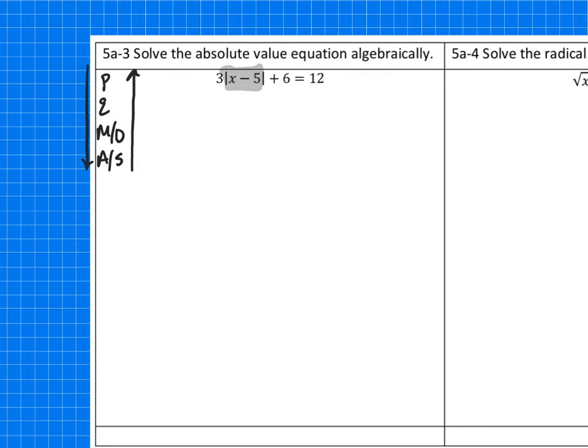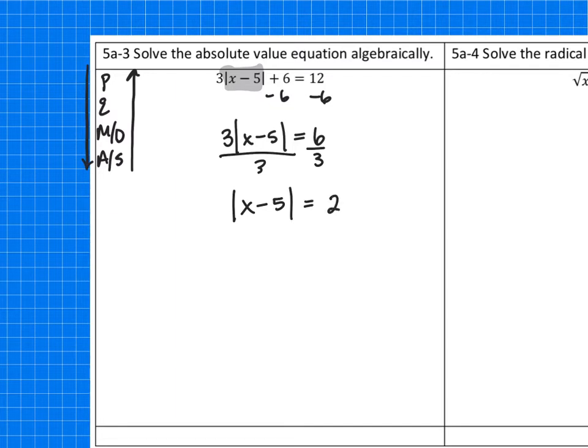So the first thing that I need to get rid of is any addition or subtraction. So I'm going to get rid of that 6, so minus 6 from both sides. So we've got 3 times the absolute value of x minus 5 equals 12 minus 6, which gave me 6. Then the next thing I need to get rid of is multiplication or division, which means I need to get rid of that 3. Currently I'm multiplying it, which means I'm going to divide both sides by 3 to get rid of it. So then I have the absolute value of x minus 5 equals 2.